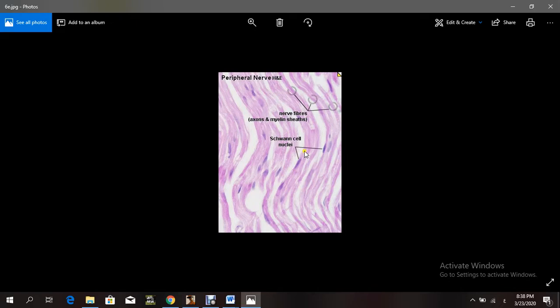This is a peripheral nerve in longitudinal section. Peripheral nerve usually contains axons, and those axons are usually myelinated. As we can see, this is the myelinated axon, and those are the nuclei of the Schwann cell, which forms the myelin sheath around those axons. And usually there are two types of nerves, sensory and motor, within the peripheral nerve. Both types of nerves.